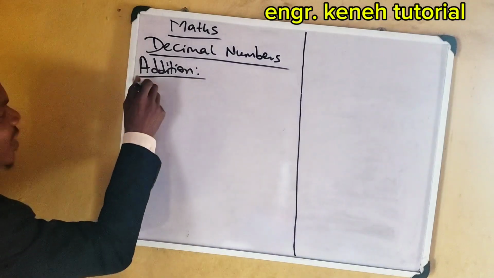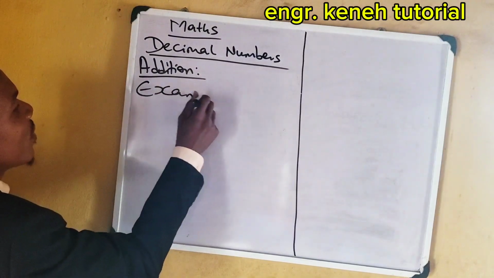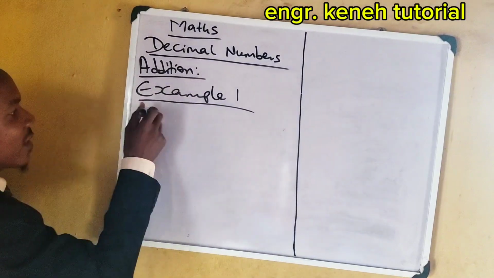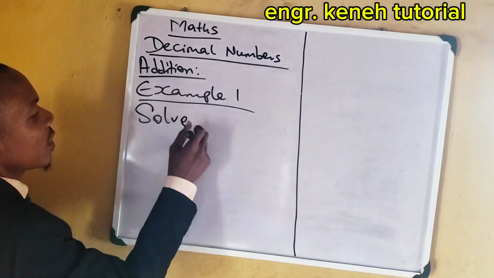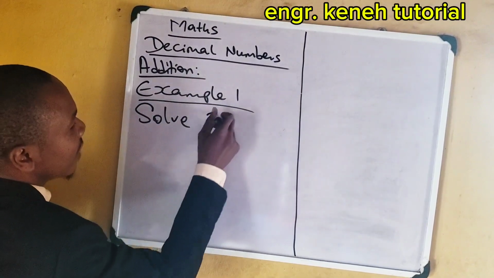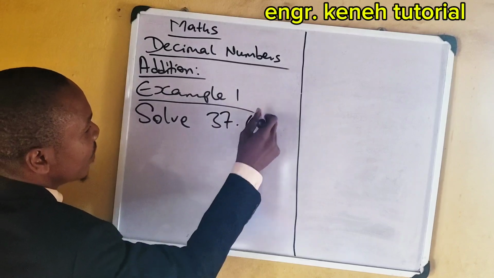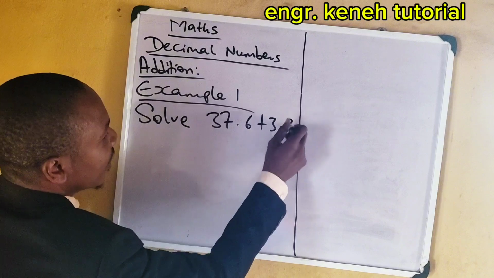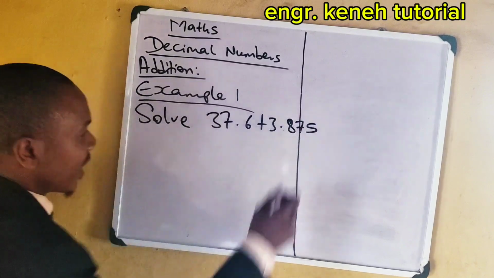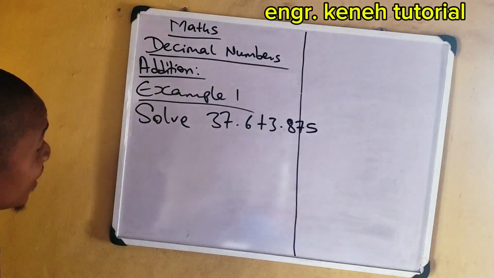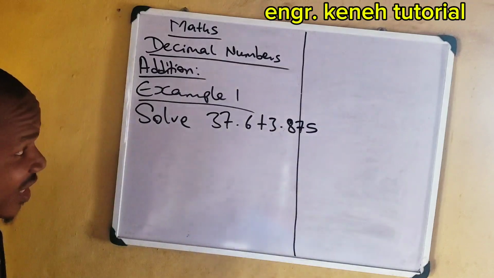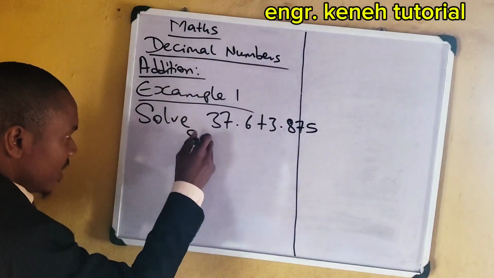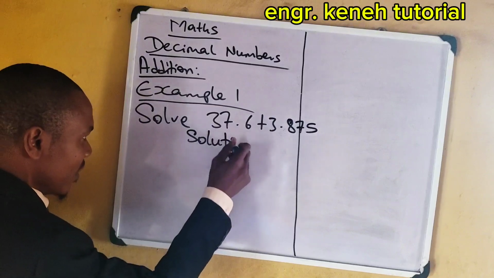We have example 1. If they say solve this one, let's say 37.6 plus 3.875. Can you see that? When you have something like this, solve 37.6 plus 3.875. How do we go about this? All right, look at how we solve this.